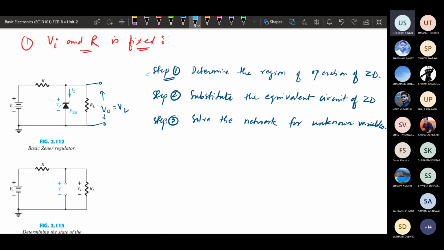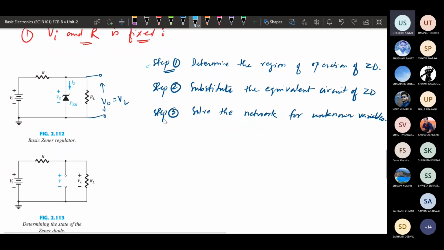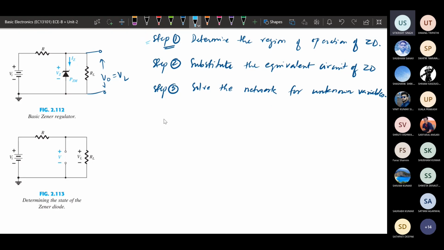In that case, the first step is to determine in what particular region this diode is working. To determine the region of operation of a Zener diode, we replace this Zener diode by an open circuit and find the voltage across it. Suppose that voltage is V, the voltage across this Zener diode. We will find this V value and compare whether it is less than, equal to, or greater than Vz, that is the Zener diode voltage. That will decide in what particular region it is working.